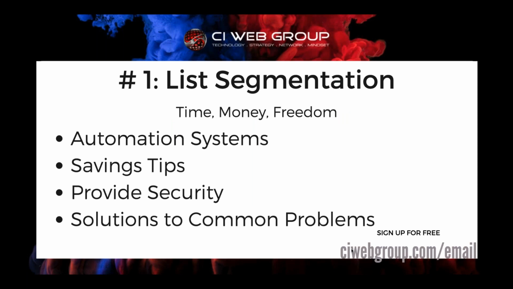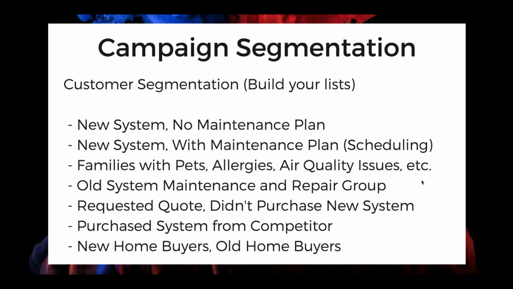So let's go into list segmentation and get down to how we connect our products or services with people's wants, wishes, needs, and goals. So figuring out how your products and services help them save time, make or save money, create freedom in their life, coming up with a bullet point list similar to this. What are their issues? How do you help them solve common problems? How do you help them fix the issues that they have? That's going to be first.